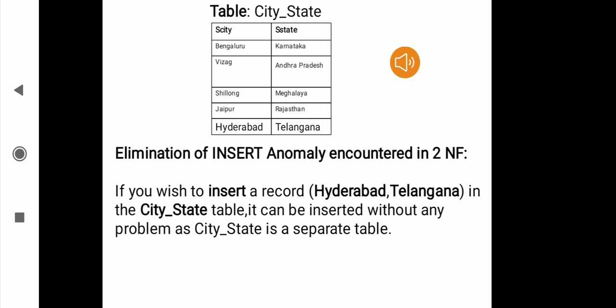Since these tables are in third normal form, the insert anomaly encountered in second normal form has been eliminated. See the new additions: Hyderabad as sCity and Telangana as sState of the table city state. This shows if you wish to insert a record Hyderabad as sCity and Telangana as sState, it can be inserted without encountering any problems, as city state is a separate table.